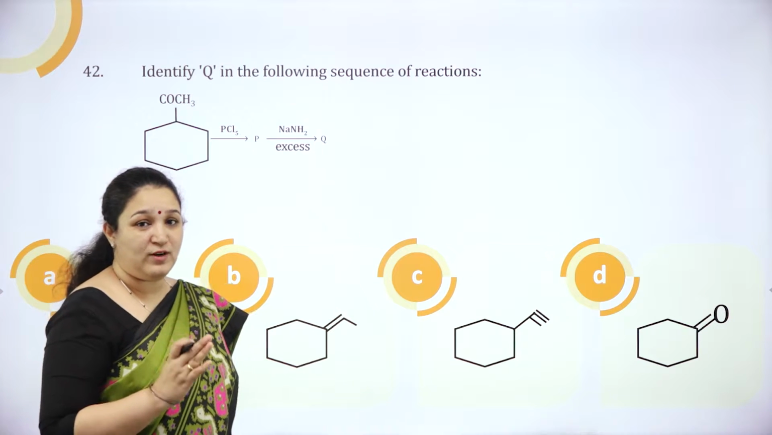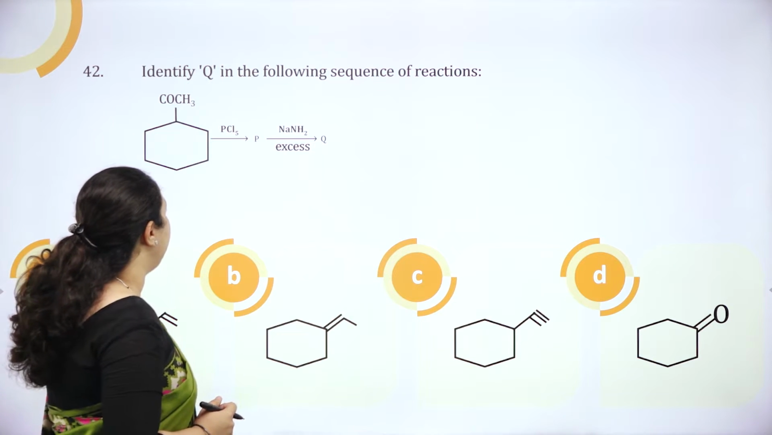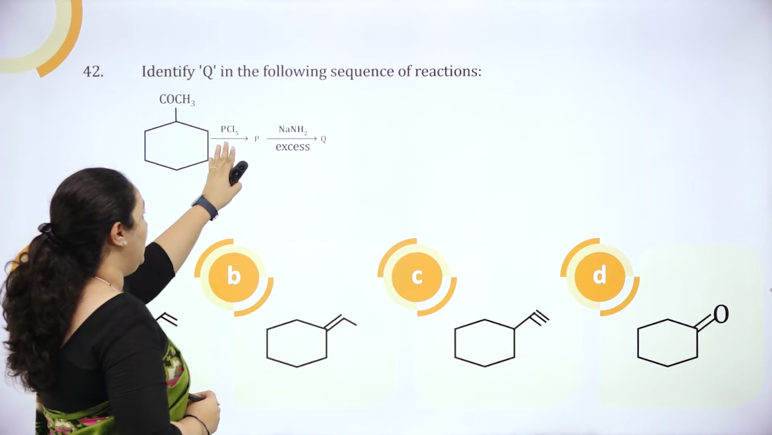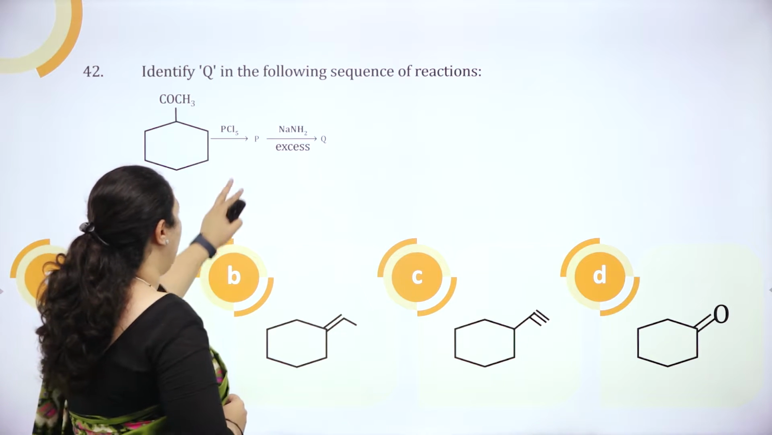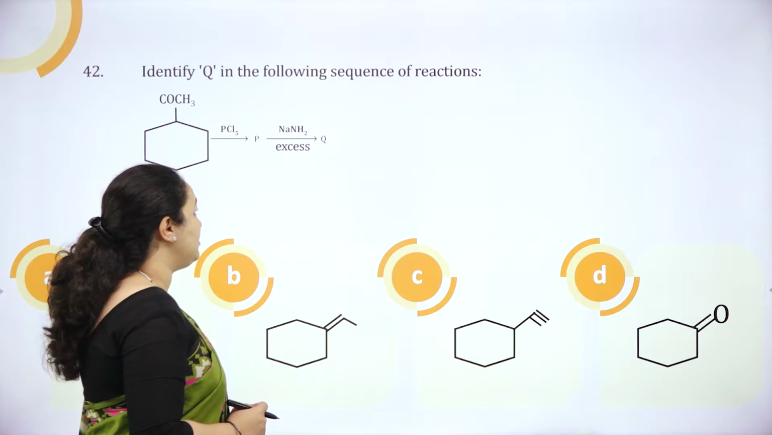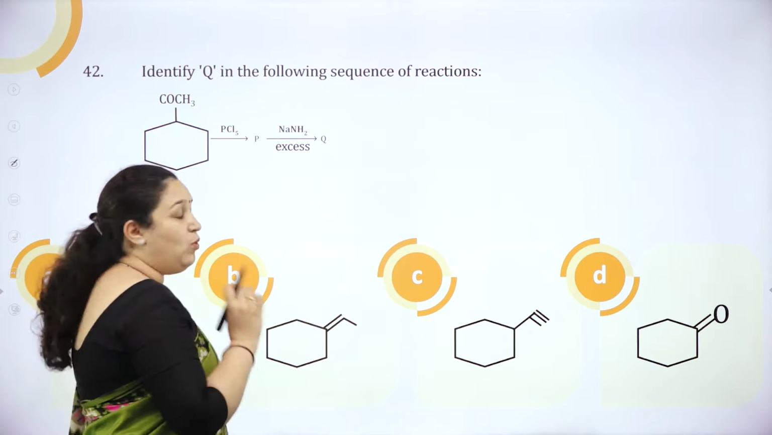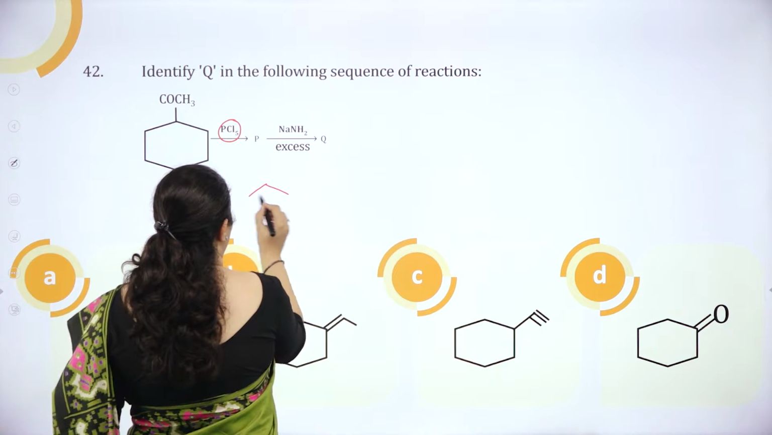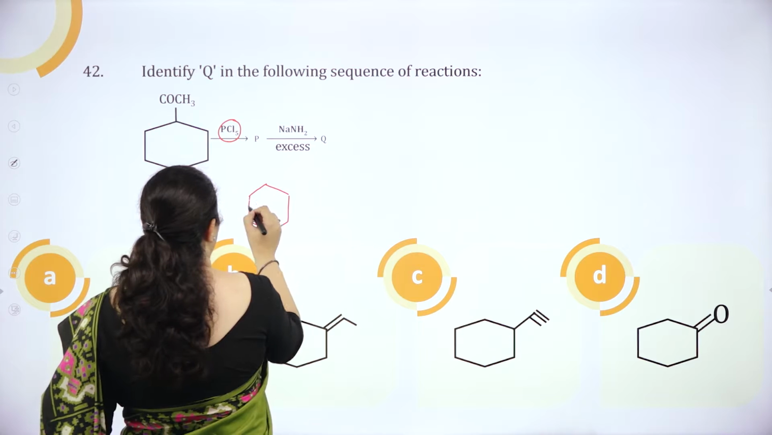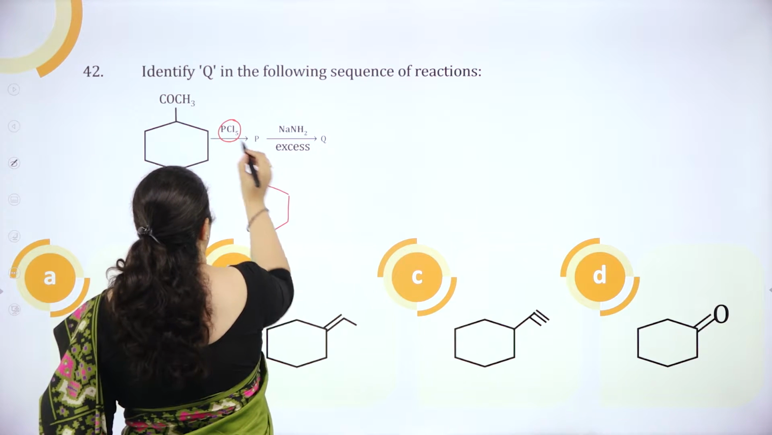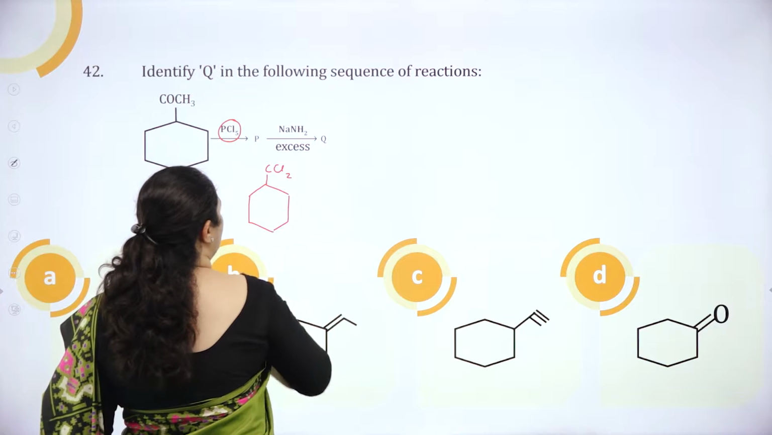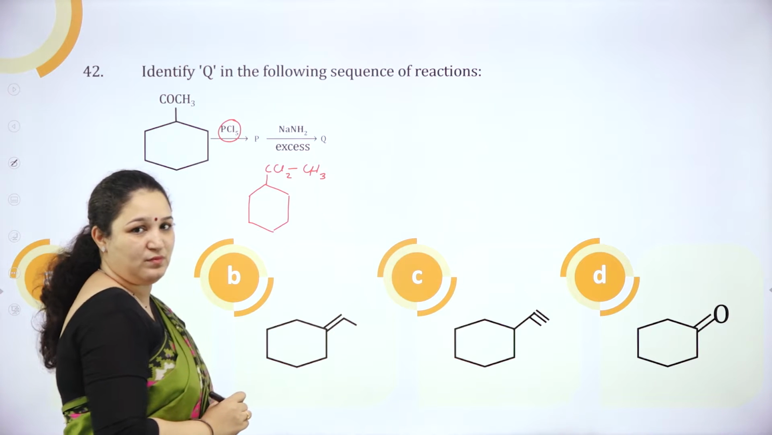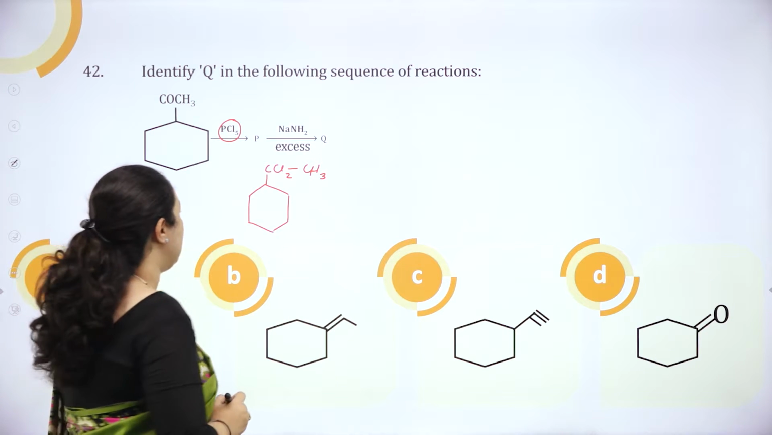Next question, 42nd question. Identify Q in the following sequence of reactions. So we have this compound which is first treated with PCl5 to give P, which is then treated with NaNH2 in excess to give Q. So what will happen when I first treat it with PCl5? I will get the product as the hexane ring. The oxygen will be substituted with 2 chlorine atoms and it will form this particular compound. Okay, cyclic hexane group remains as it is.